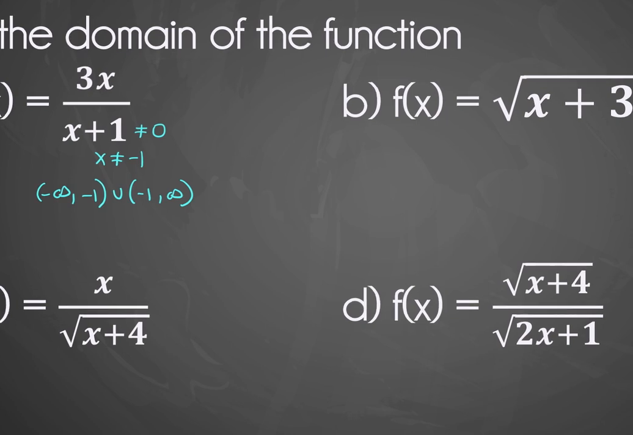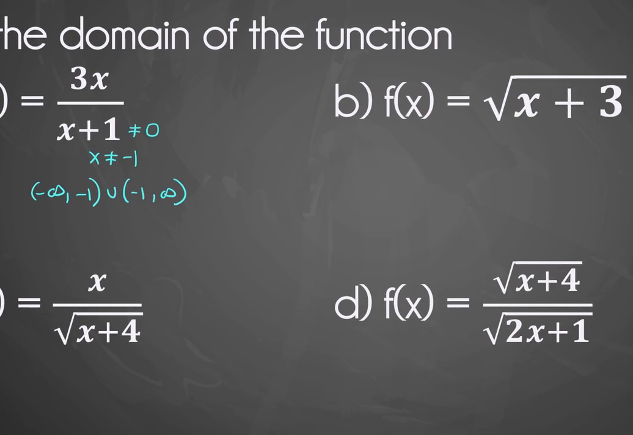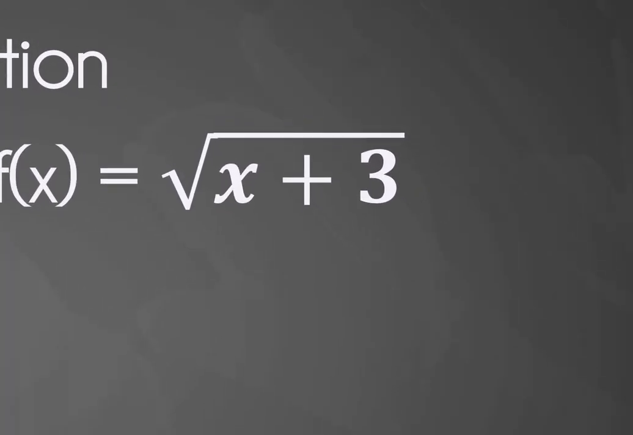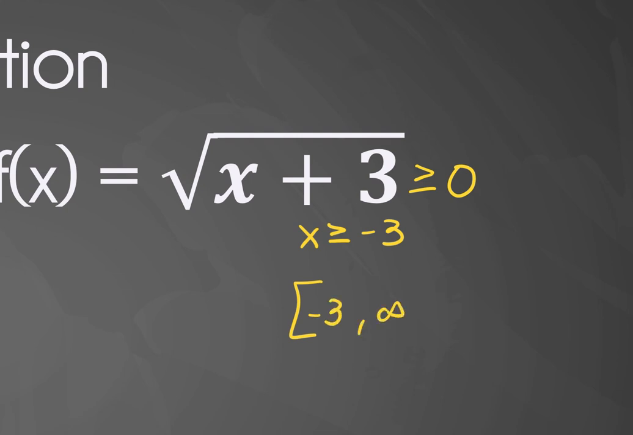Go to B. Is there a restriction there? What is it? Good. Square root has to be? Good. Greater than or equal to 0. So x has to be greater than or equal to -3. That's a bracket on the -3 to positive infinity. Infinity always gets a parentheses because it's not a number you can include. I can't give you infinity dollars, right? It's not a number.